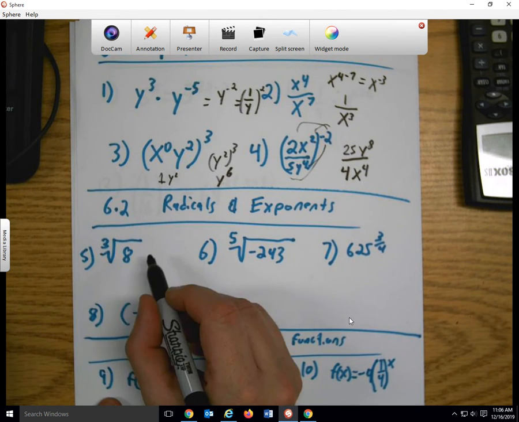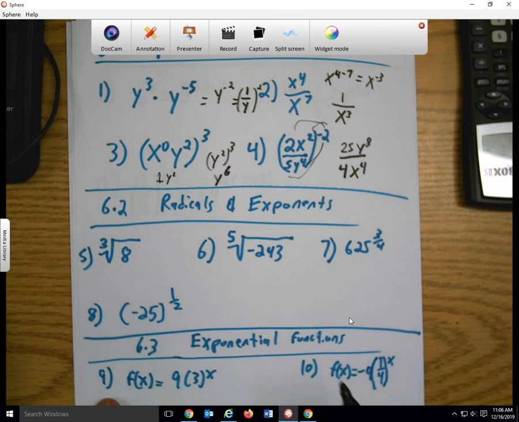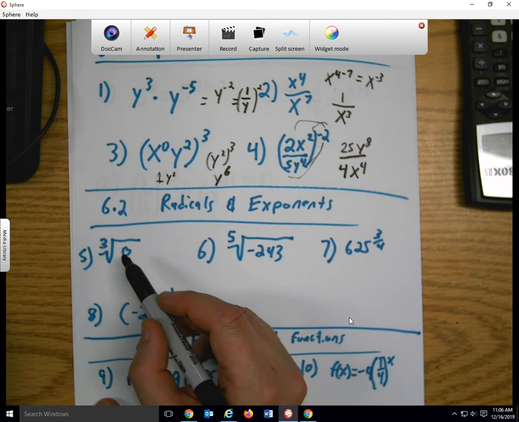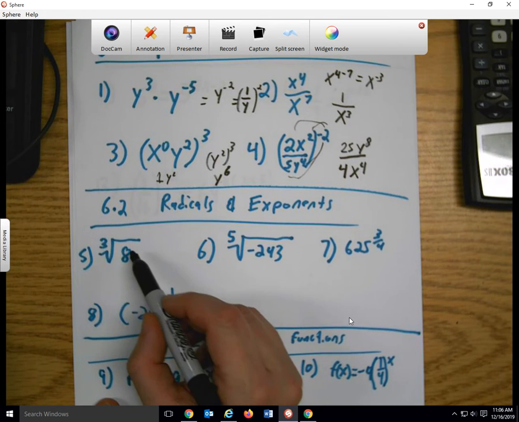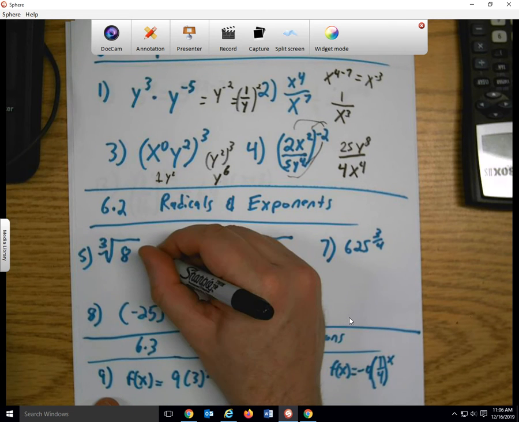So now we're talking roots. I showed you guys in class how to do it with a calculator. I'm just going to do it quickly here. So what times what times what would be 8? Well, the answer is 2. 2 times 2 is 4. 4 times 2 is 8. So the answer is 2.